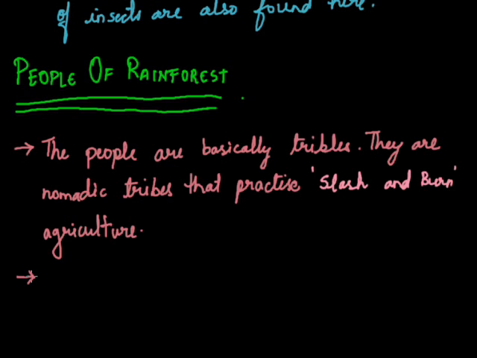agriculture in the area. Once the piece of land starts reducing in fertility, once it starts giving them less production, they leave that piece of land and then move to another area. This in India is also known as shifting agriculture, that you will study in senior classes.